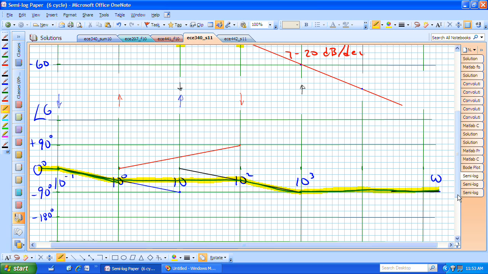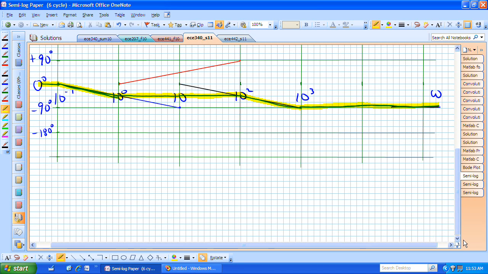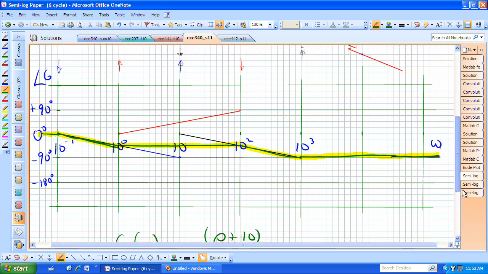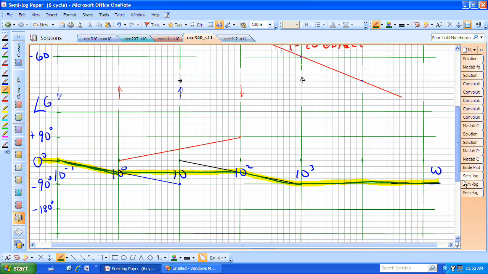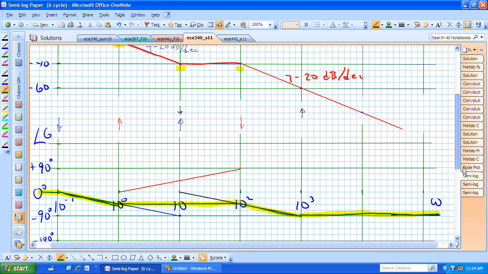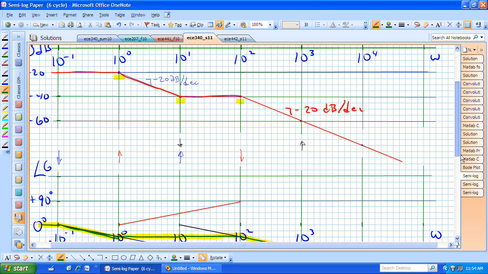That completes this discussion of sketching the Bode plot for our original transfer function G of s, which was simply s plus 10 as the numerator factor over 2 denominator factors, or 2 real poles, one at minus 1 and one at 100. We had a phase curve highlighted in yellow. It starts at 0 degrees and ends at minus 90 and transitions somewhat smoothly between those two limiting values.